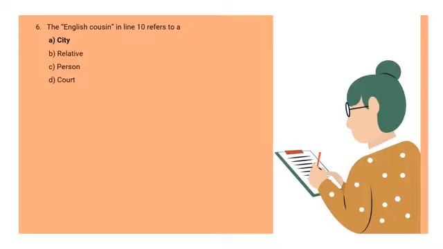And number 6, the English cousin in line 10 refers to, the answer is A, city. Why I choose A? Because in the text it explained that this land was in an area called Newton, which was later renamed Cambridge after its English cousin, and is the site of the present-day university.